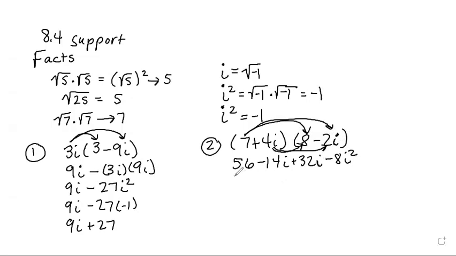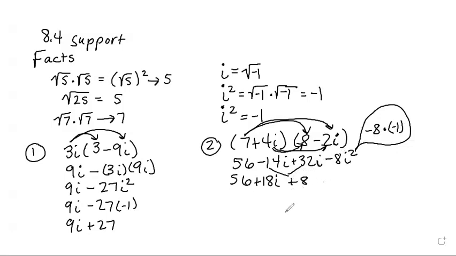Okay, so when I reduce this, I've got 56, the negative 14i and the positive 32i can go together, and those two can combine to give me, I think it's positive 18i, negative 14 plus 32. And then this part right here means negative 8 times, what's i squared? Negative 1. So negative 8 times negative 1 is going to end up giving me a positive 8. So am I done? Because I can put the 56 and the 8 together and get 64 plus 18i.